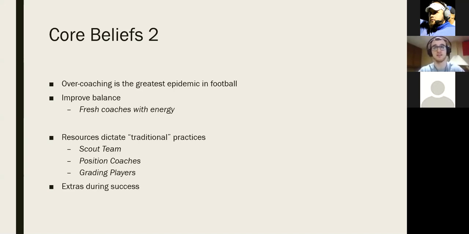So I think trying to find ways, again, given the resources that you have, to be able to bridge those gaps is really important. This is a big one I've gone back and forth on, grading players, because it takes an incredibly large amount of time.